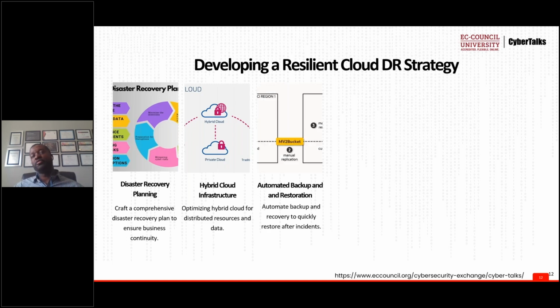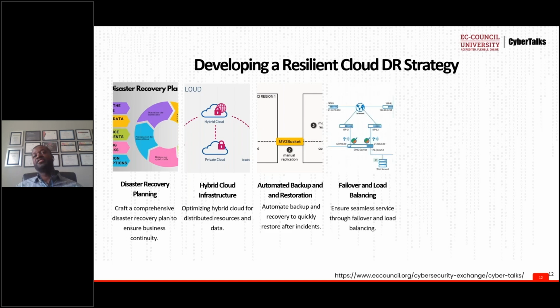Automation plays a huge role in backup and restoration. Automated tools help ensure that recovery can happen quickly without relying on manual steps that often delay restoration during high pressure situations. Failover and load balancing comes next. These systems ensure continuity by redirecting workloads when infrastructure is impacted, keeping your services live even when components fail.